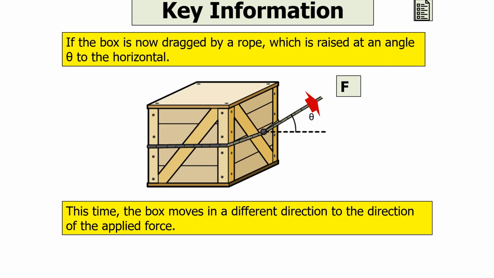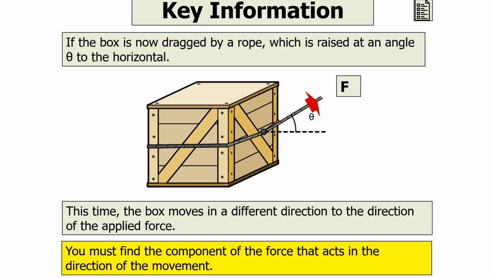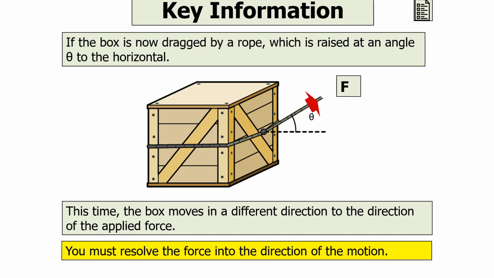Now, if the box is now dragged by a rope which is raised at an angle of theta to the horizontal, this time the box moves in a different direction to the direction of the applied force. So you must find the component of the force that acts in the direction of the movement. You must resolve the force into the direction of the motion.